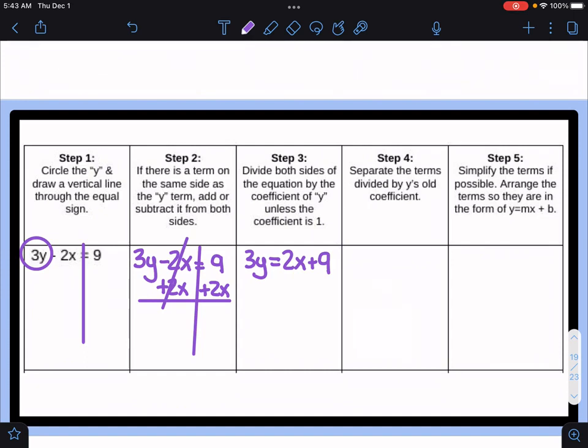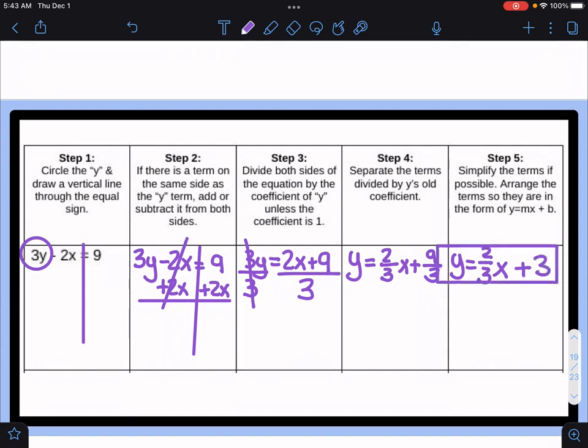And now step 3 says divide both sides of the equation by the coefficient of y. The number being multiplied by y here is 3. So I'm going to divide both sides by 3. That will help me get rid of this 3. So then I'll be left with y equals. Now I'm going to separate both things. 2 divided by 3x plus 9 divided by 3. And now I'm going to simplify the terms if possible. 2 divided by 3 doesn't simplify, so just leave that. And 9 divided by 3 becomes 3.